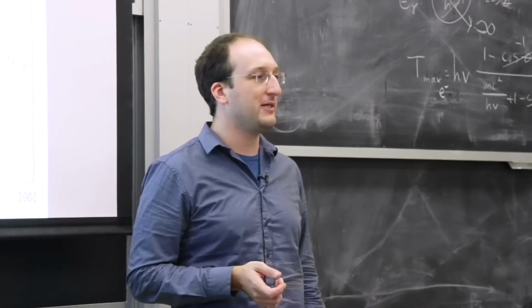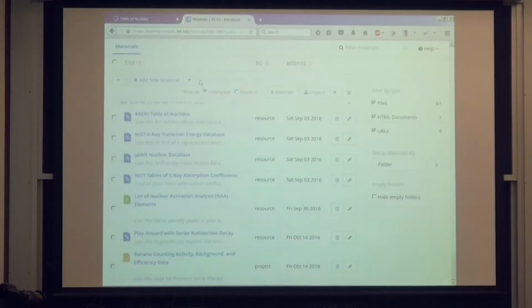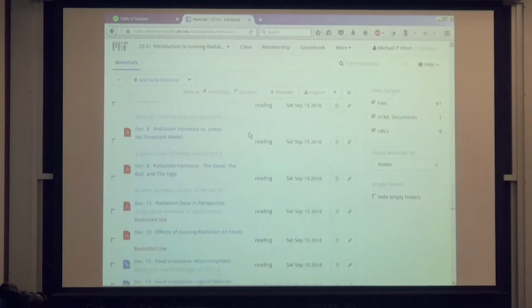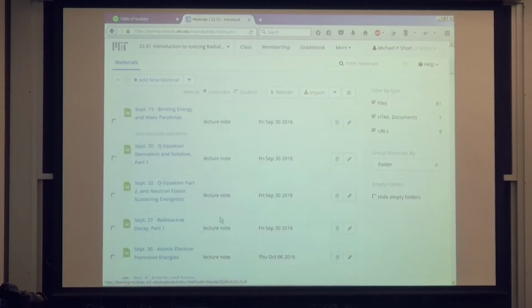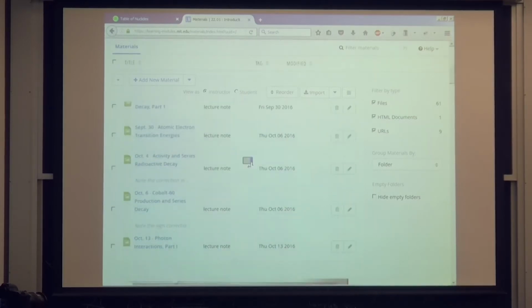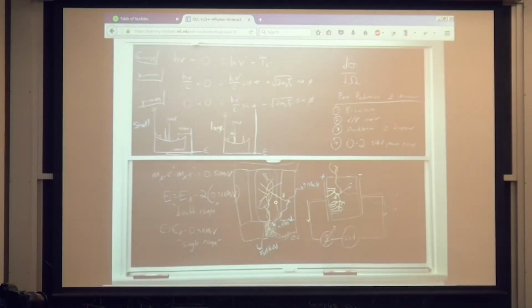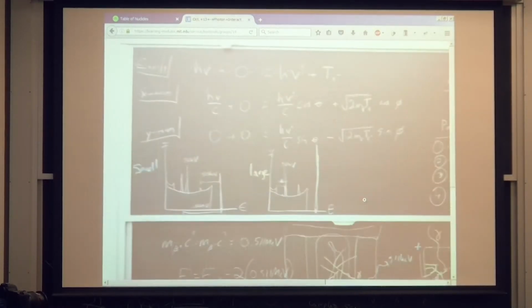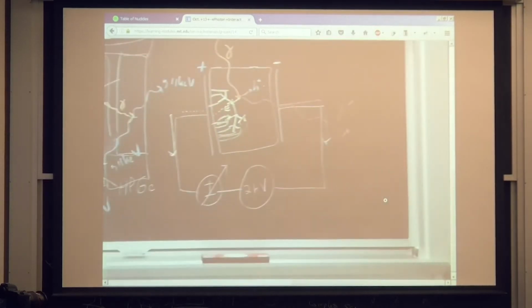If you guys remember from last class, in fact, I'll just bring up the Blackboard image because we can do that. So I took a picture of the board yesterday. Photon interactions part 1. There it is. We'll just use the screen as a bigger blackboard for now.